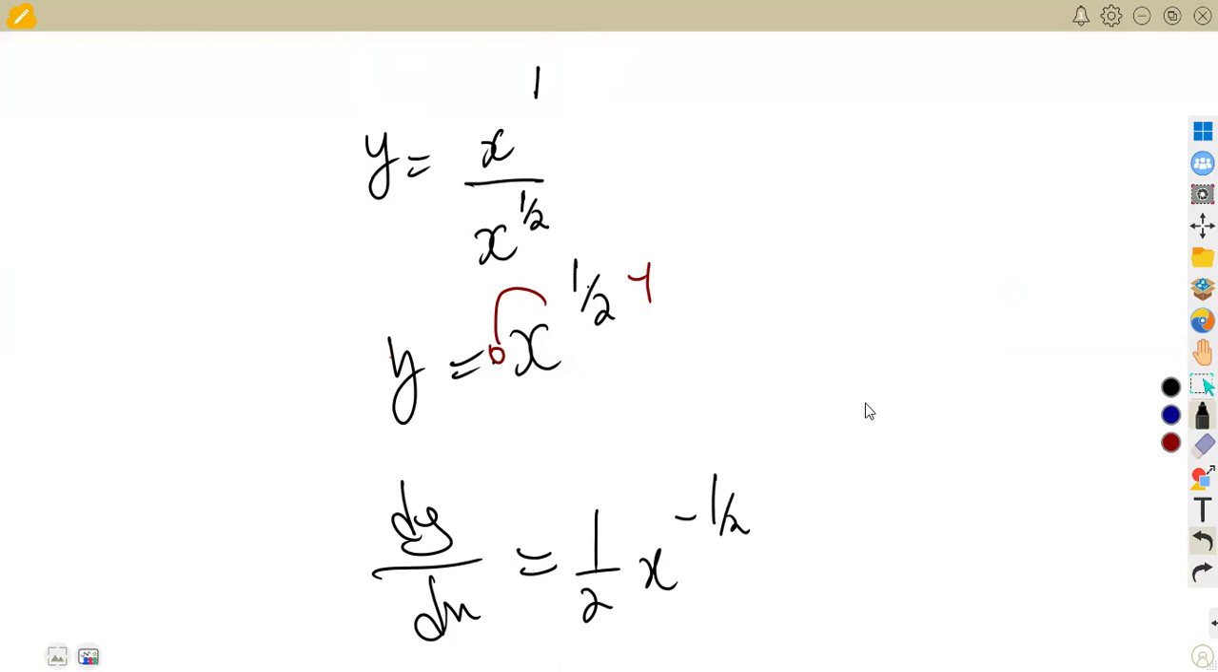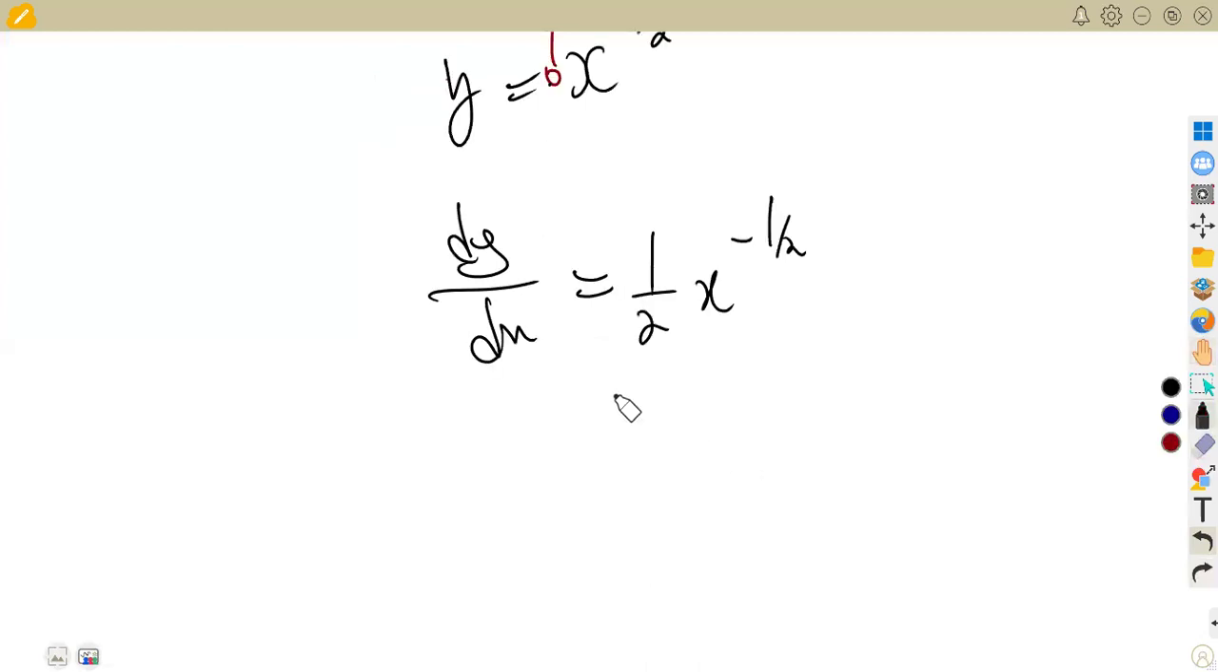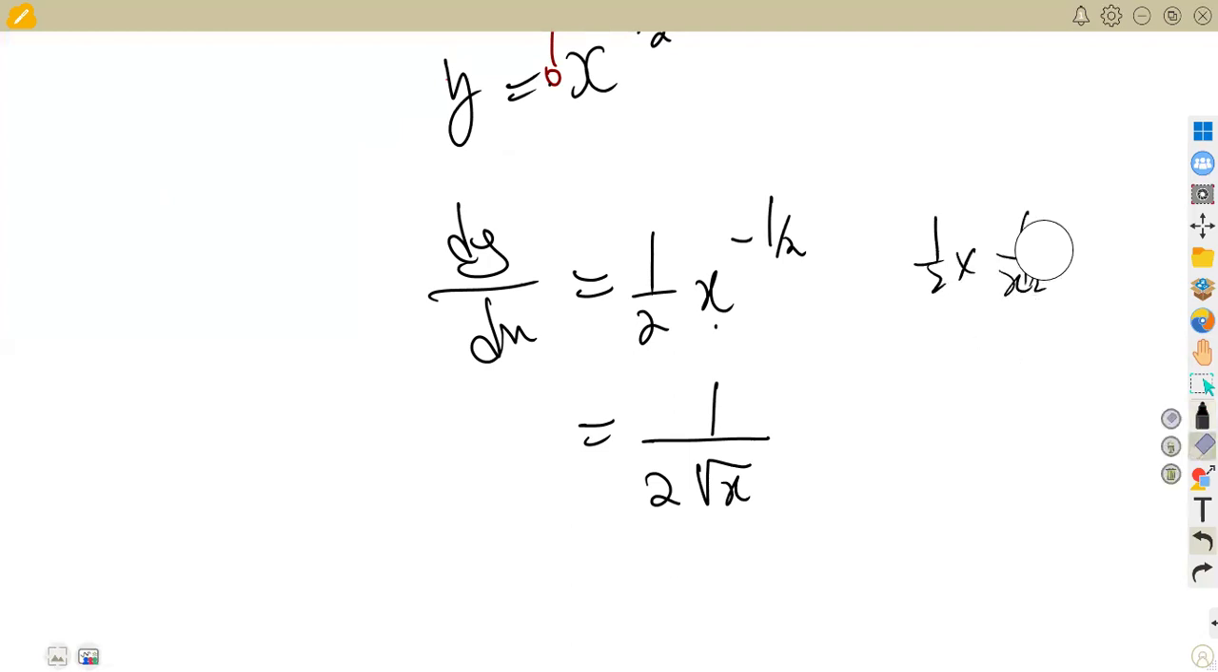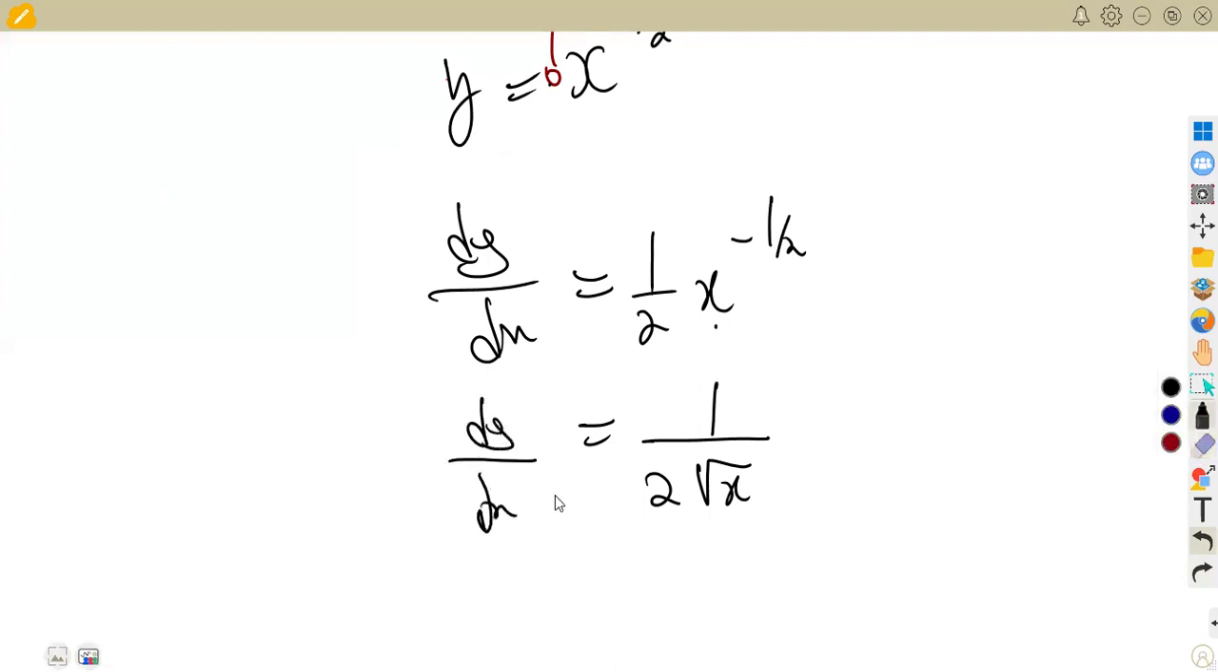So we are now just back to that part that we talked about, if you want to write this with a positive exponent, and I think we had something that gave us an answer like this where we ended up with 1 over 2. This will be 1 over 2 times 1 over x to the exponent of a half, the square root of x. Just like that. Thus we've got the derivative of y with respect to x.